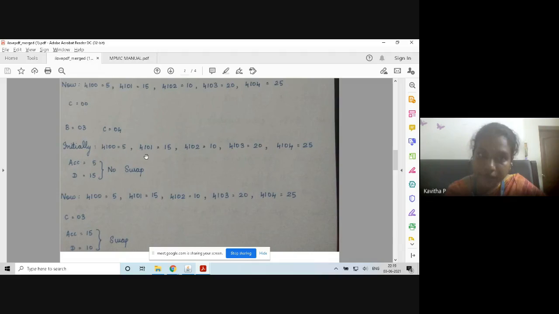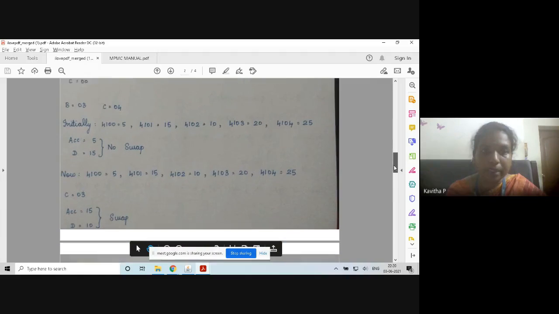So now again the first two data will be compared, then the second and third data will be compared, then the third and fourth data, after which the fourth and fifth data will be compared. So for C equal to 04, as usual, we will compare the first two data. The accumulator is assigned with the first data, which is 5, and the D register is assigned with the second data, 15. Since the accumulator data is less than the D register value, no swapping is required, and the order of the numbers will remain as it is from the previous step.